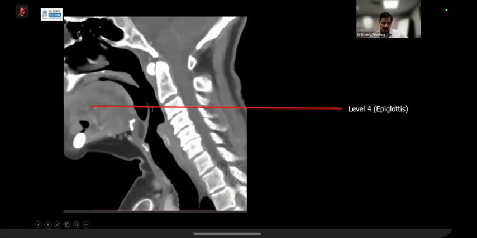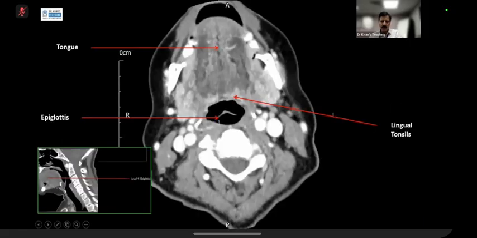Now look at this. What is the difference? We are passing through the epiglottis. So here we are passing through the epiglottis, and how will it reflect? It will reflect like this. Look at this slice. So a portion of the epiglottis is here. This is the free margin of the epiglottis. And anteriorly, look at the lingual tonsil, which is at the base of the tongue. And this is the oral tongue.